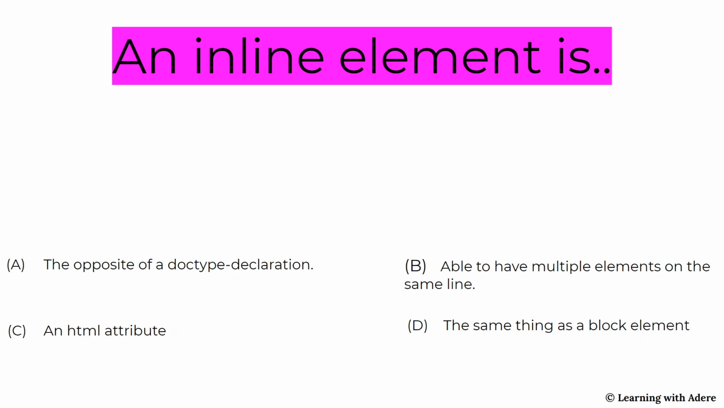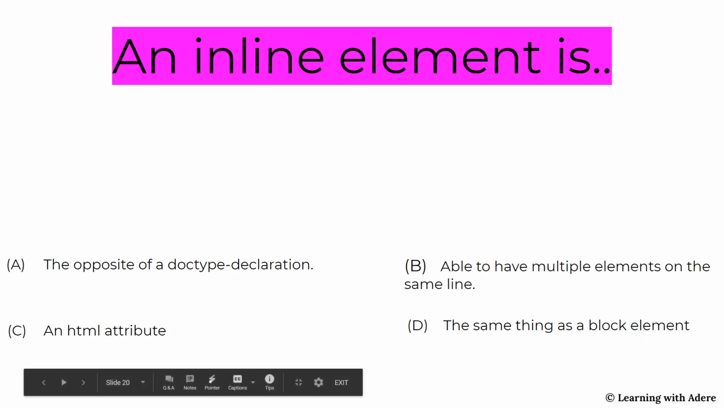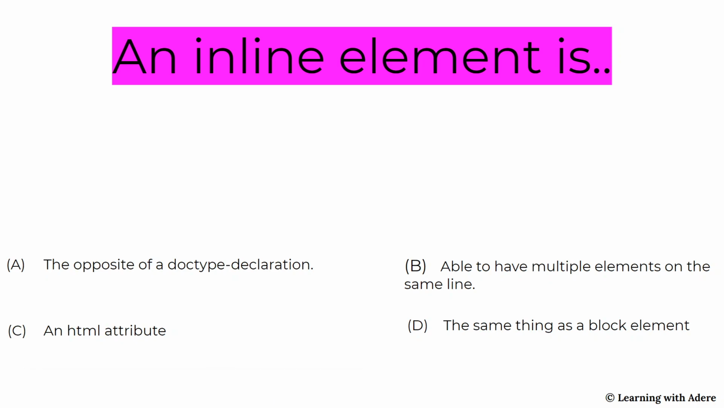Okay, we're revealing the answer. An inline element, this isn't an option, but it is the opposite of a block element. And in this case, if we had to choose the one thing that is correct about it, we would say it is able to have multiple elements on the same line. So the answer is option B.